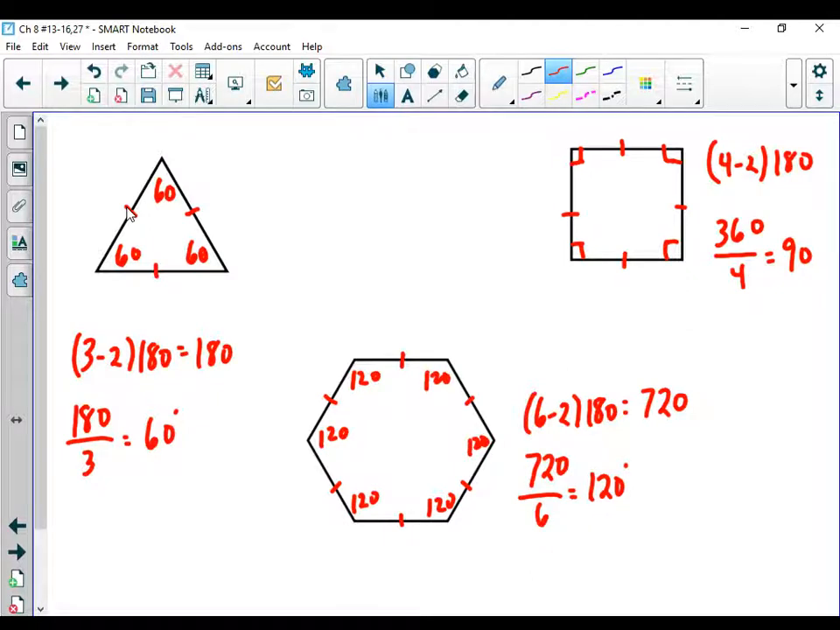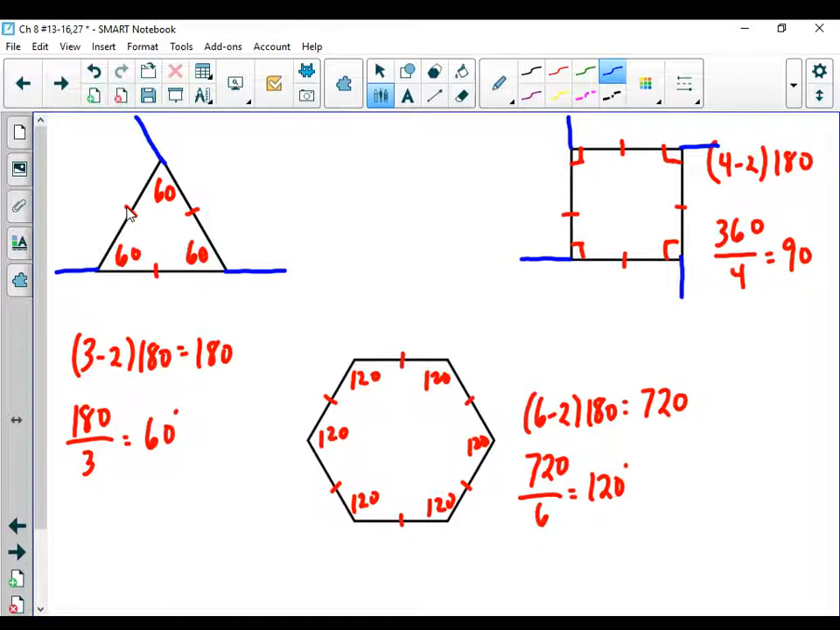Well, those were all talking about interior angles. Sometimes we also want to look at what are referred to as the exterior angles, or the angles that, if I were to extend out one of the sides, the angles that are created there. Over here, if I extended out one of the sides, I'd be talking about these angles on the outside.